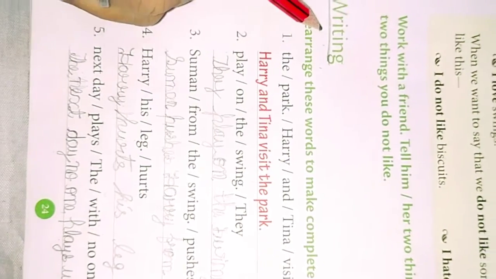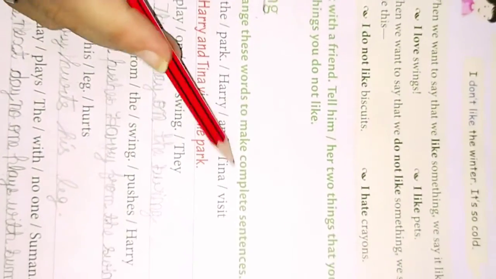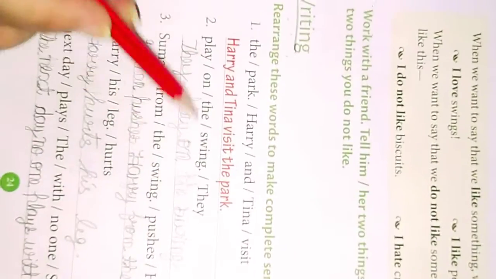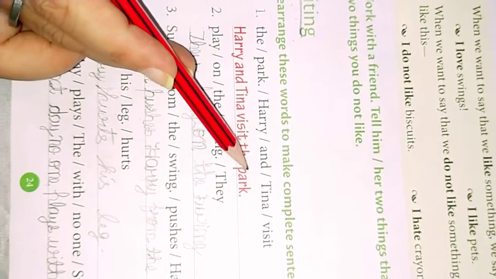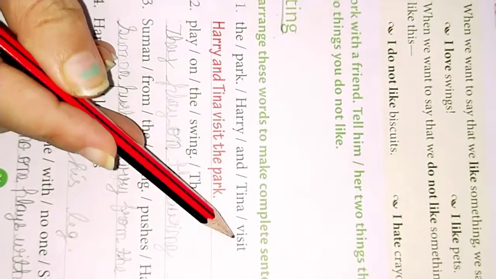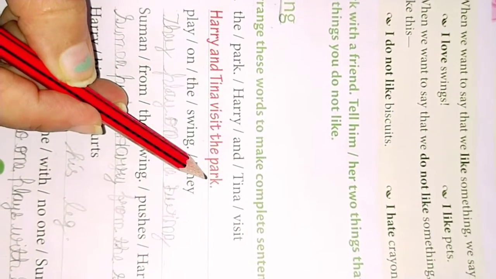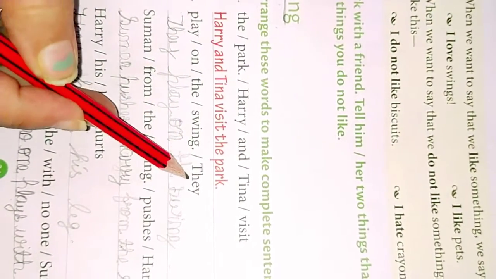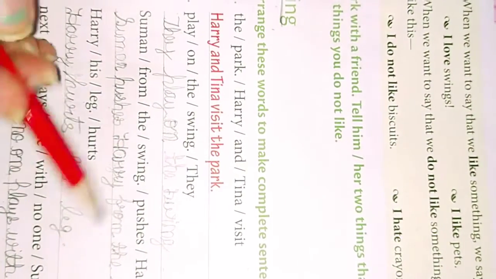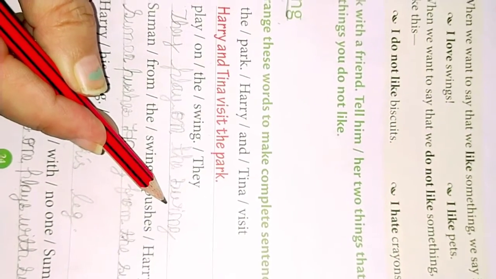Now we come to page 24, writing section. Rearrange these words to make complete sentences. Now these are the jumbled words. So you have to make the correct sentence. The park Harry and Tina visit. Harry and Tina visit the park. One is done for you. Now second one, play on the swing. This you have to do very carefully. They play on the swing.